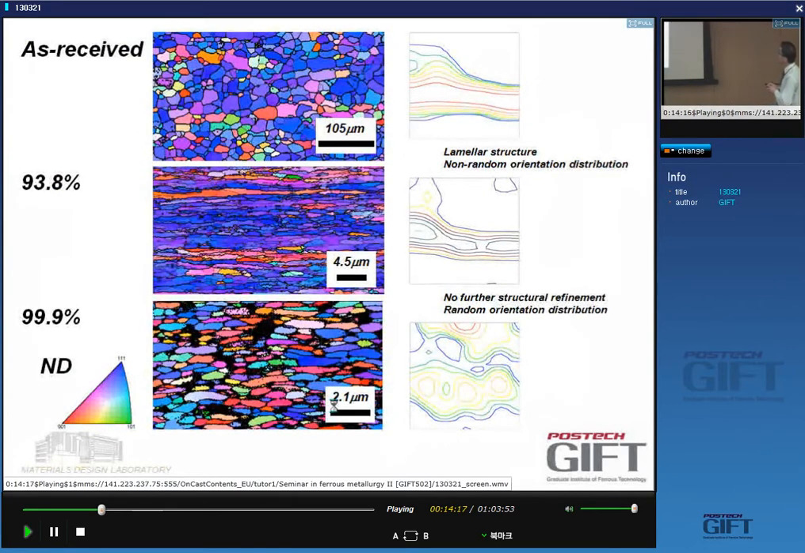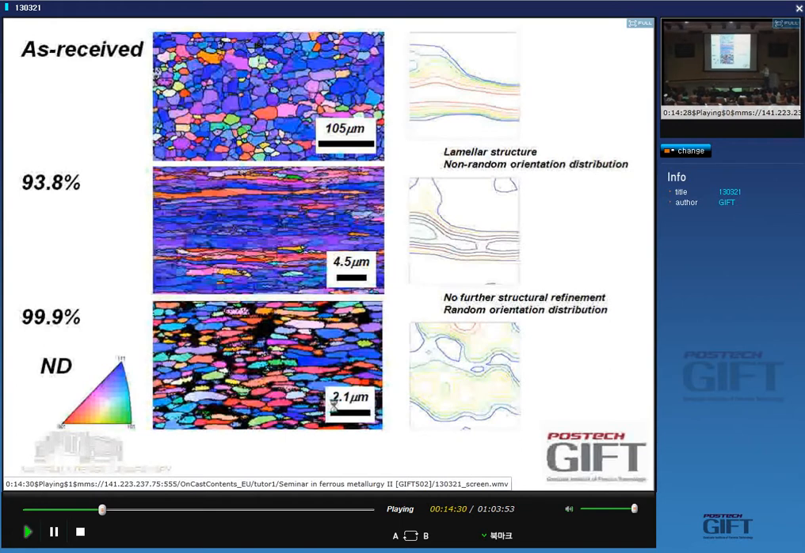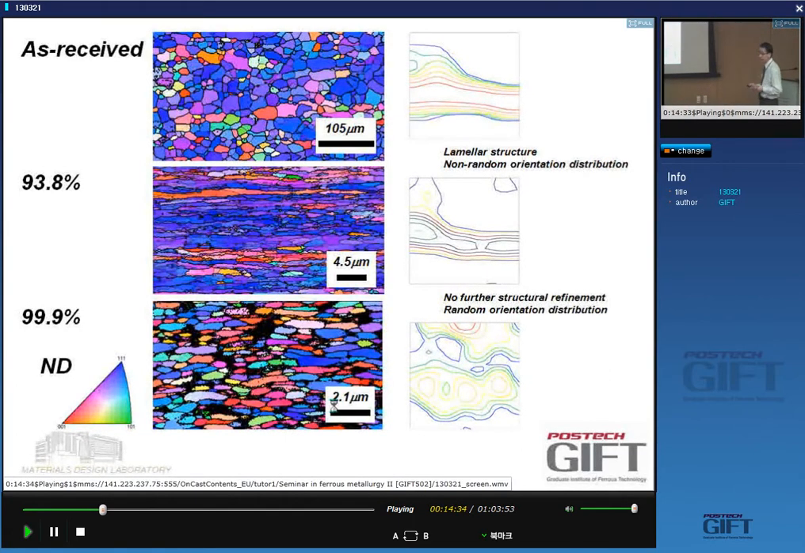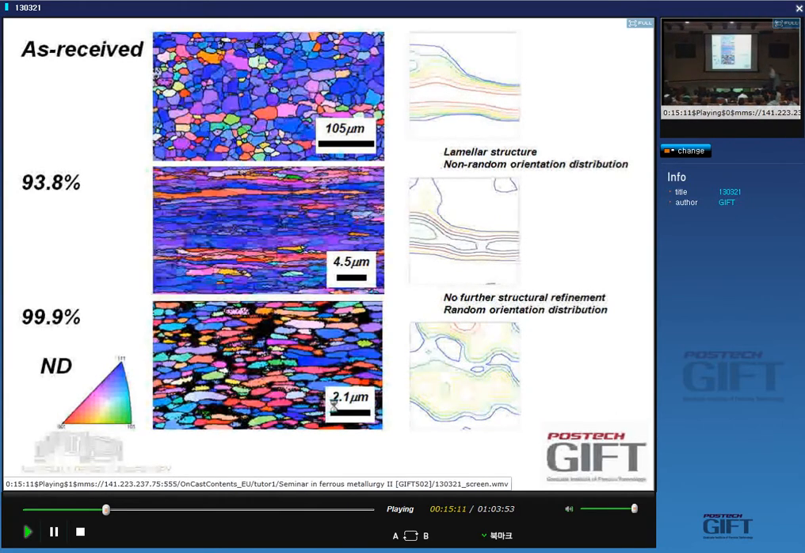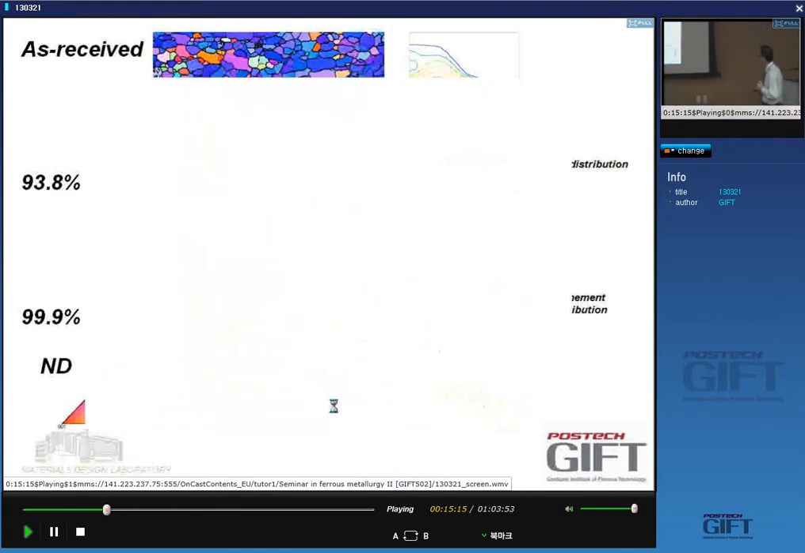And what happens is, as you process this material, at the beginning you pancake these grains, you get a very lamellar structure, and the structure becomes more and more textured. So you get a very strong, in this case, fiber texture. And then something happens as you get close to 99.9% of deformation. You get this very interesting microstructure where the non-random orientation disappears. So basically, now the grains have high angle boundaries between them, and this coincides with these very high strength properties. And what also happens with this particular technique is there comes a point where you stop refining the microstructure. So let's look at the properties you get.